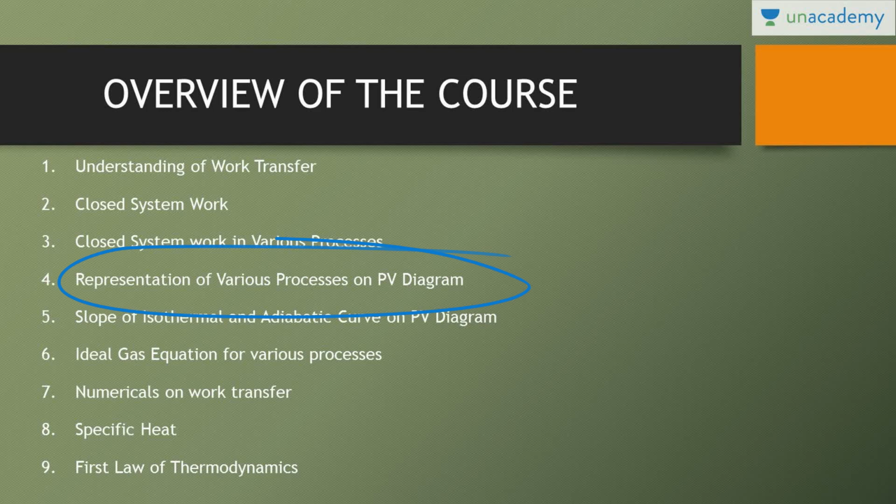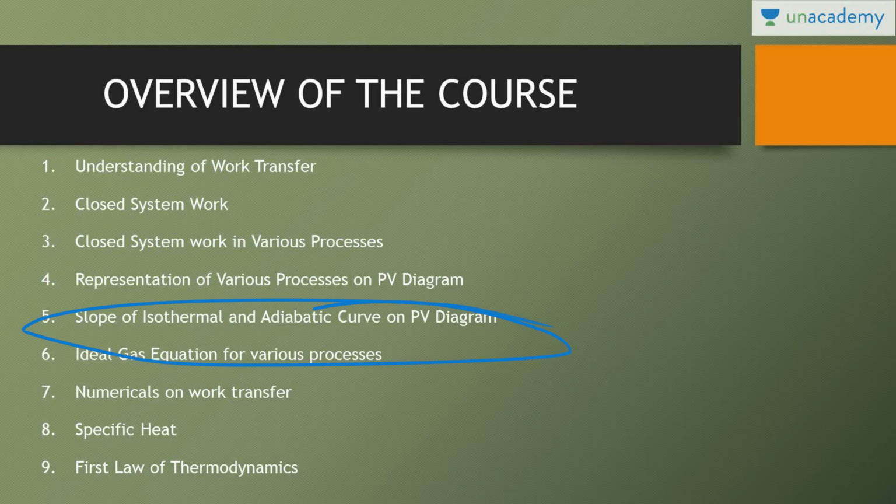Next is the slope of adiabatic as well as isothermal process on the PV diagram. On the PV diagram you can draw a constant pressure process, which is a horizontal line, and a constant volume process, which is a vertical line. But students are facing problems with the isothermal and adiabatic curves, so this lesson will help you in solving your problem. Lesson number 6 is related to the ideal gas equation for various processes. Lesson number 7 is numericals on work transfer. You can go through this particular lesson. This is also important. Next, lesson number 8.